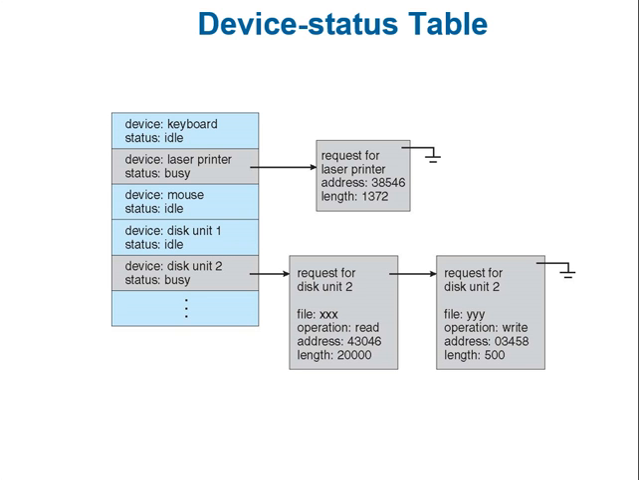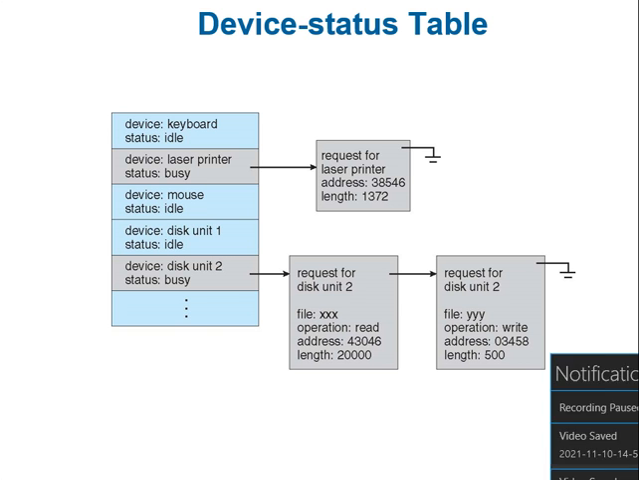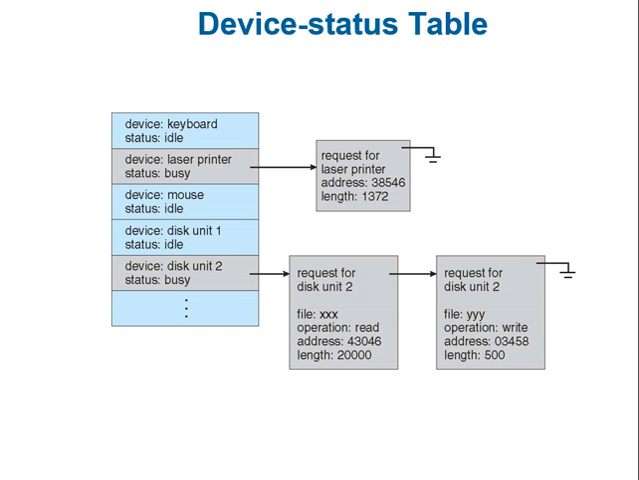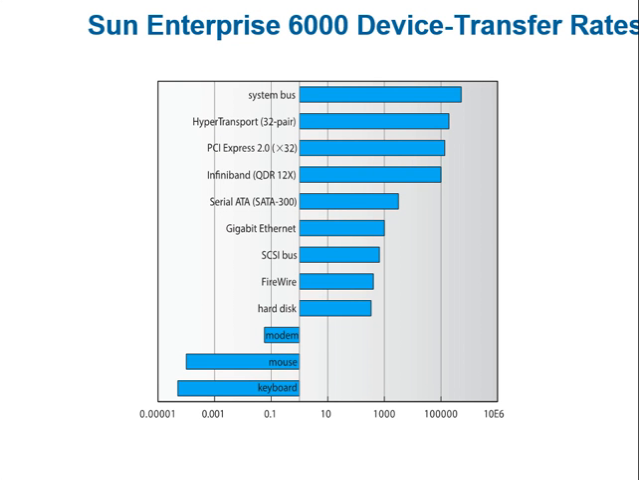You can see the status. Is it idle or busy? The idle one can be utilized, but the busy one is still waiting, maybe for only 1 or 2 requests, cannot be more. Okay, this figure is an example of the device transfer rate, which will be used for the buffering.